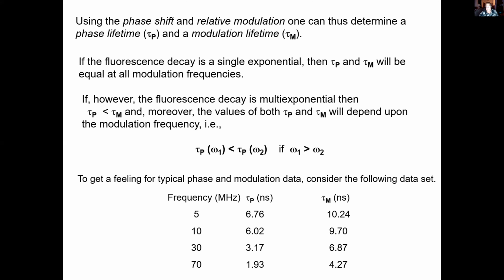To get a feeling for this, let's look at this data set. We see a linear modulation frequency of 5 megahertz. In this sample, I'll tell you what the sample is on the next slide, we see 6.76 nanoseconds measured for phase and 10.24 measured for modulation. Immediately you see this is not a single exponential decay. They're not identical. Indeed, as we increase the light modulation frequency, 10, 30, 70 megahertz, the phase lifetime gets shorter and shorter, and the modulation lifetime gets shorter and shorter.